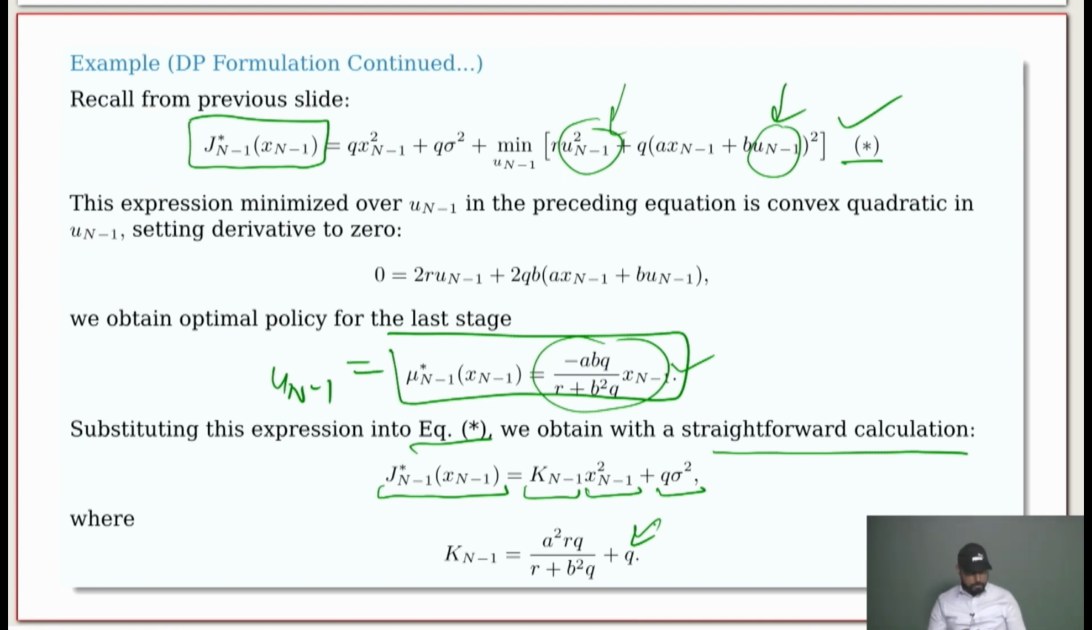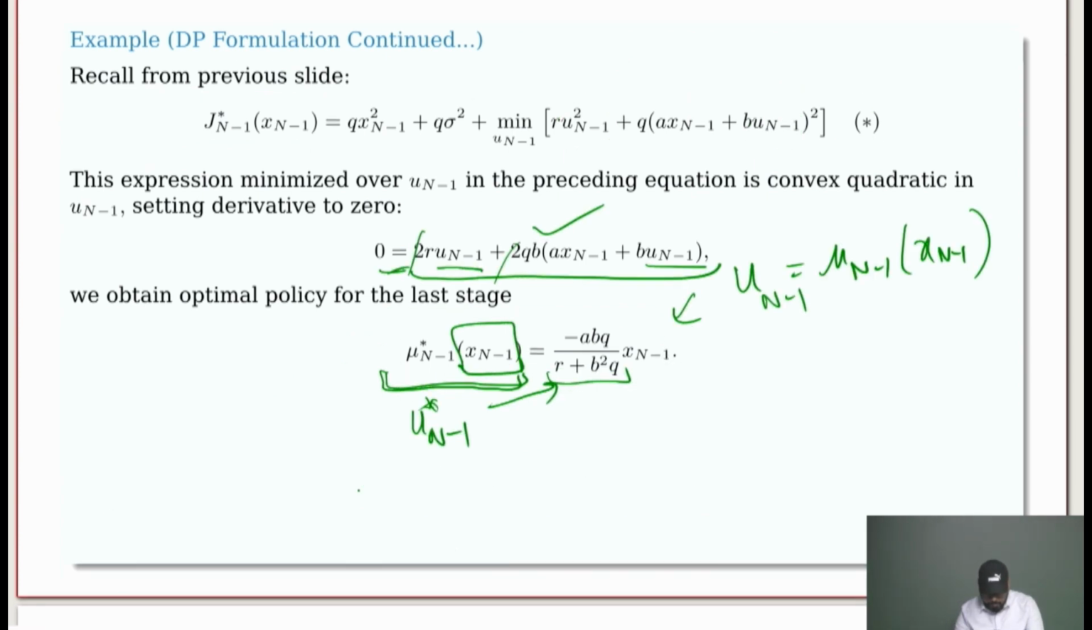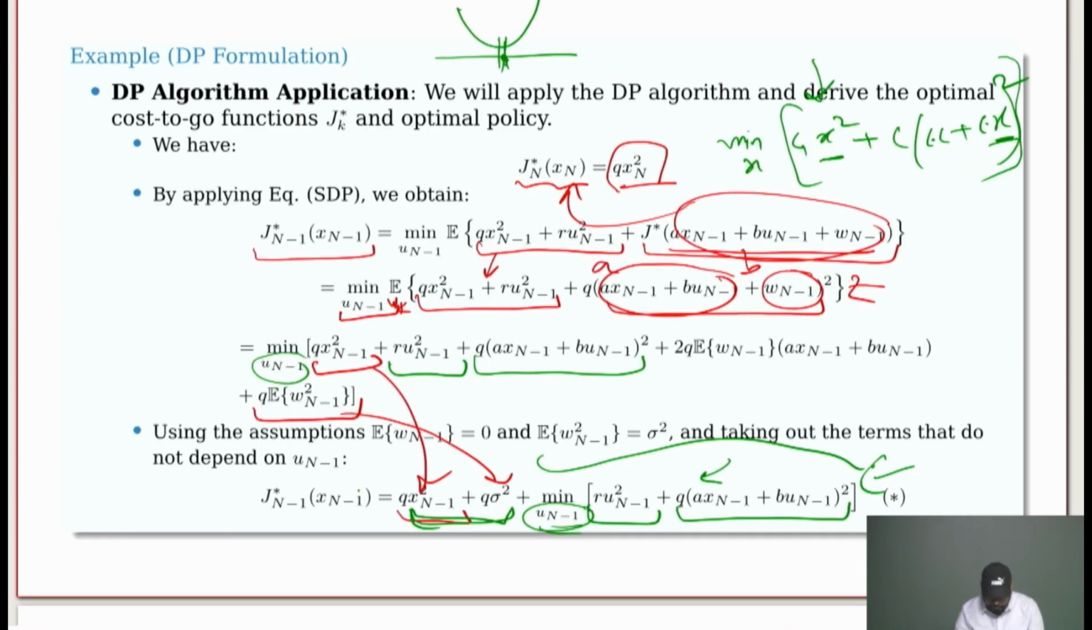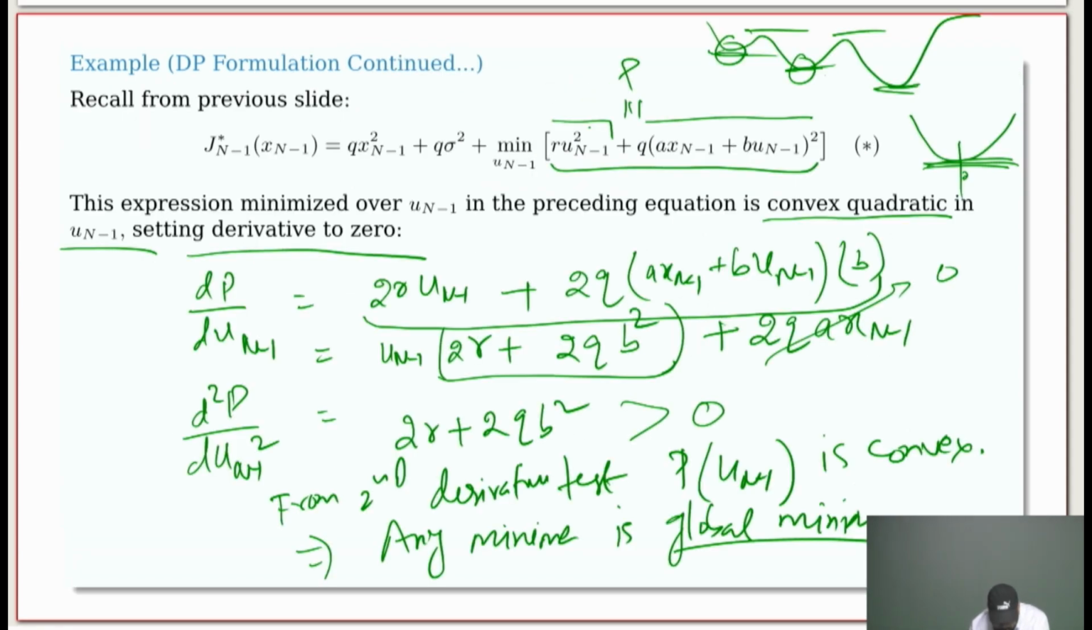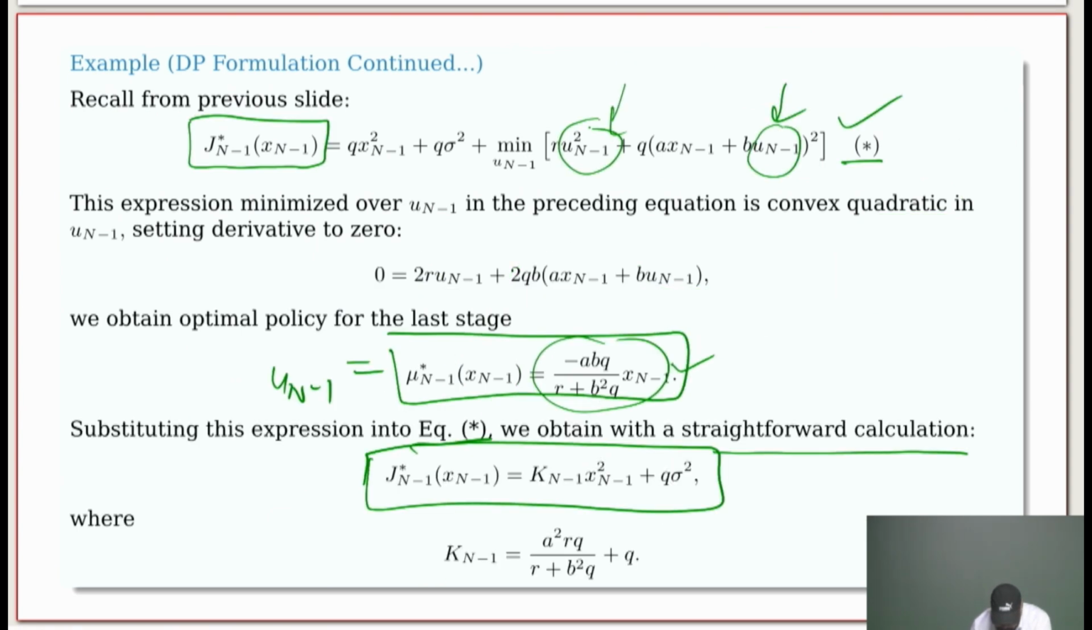So what we get as a cost at n minus 1 is this nice recurrence. At the nth step, our cost was this. Now recursively we go to the n minus 1 subproblem, and we solve the n minus 1 subproblem. We are lucky in this case to be able to solve it and get to this cost at n minus 1.